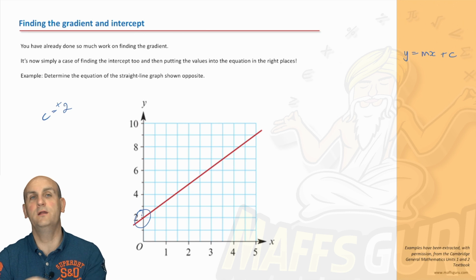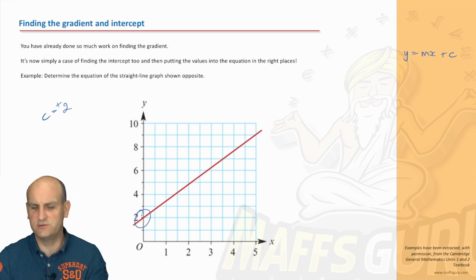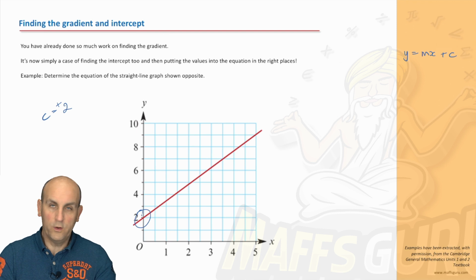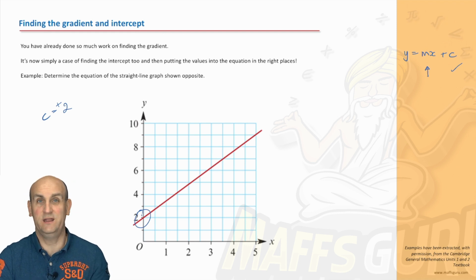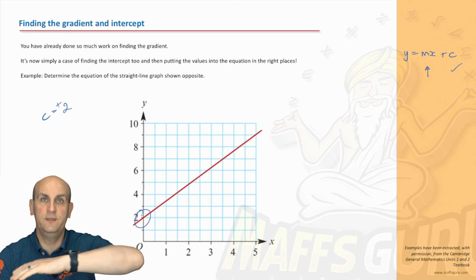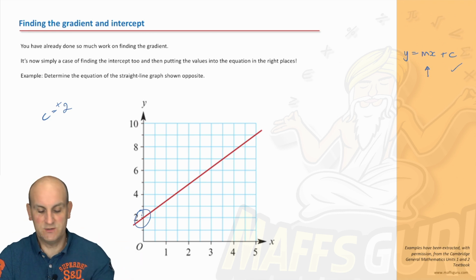Now, if you've printed off the notes, you can write down and annotate and put extra stuff in here. What do we now need to know? We've got the c value. We need to know my gradient. How do we find the gradient? Well, the good news is you choose 2 points on the line that you can then find the across and up to get between those 2 points.